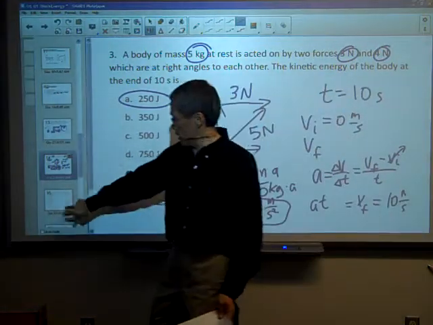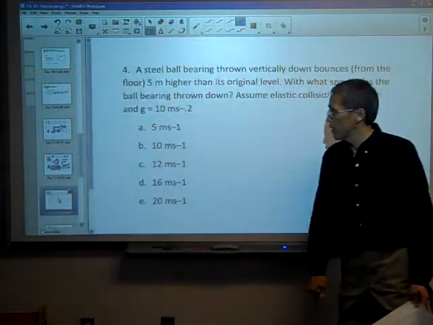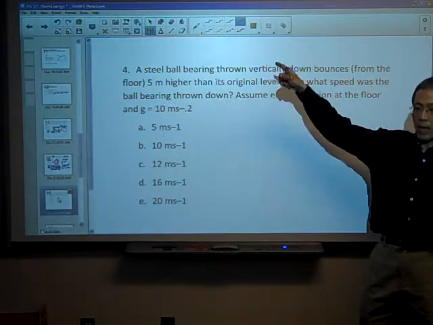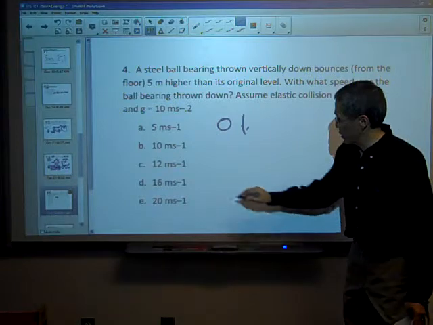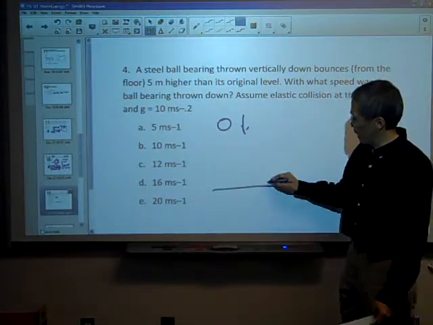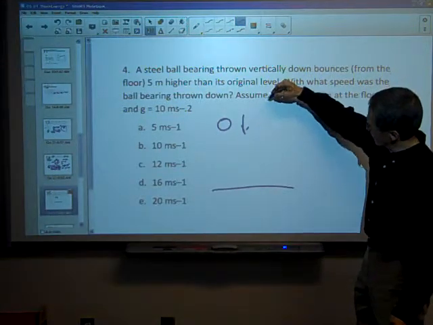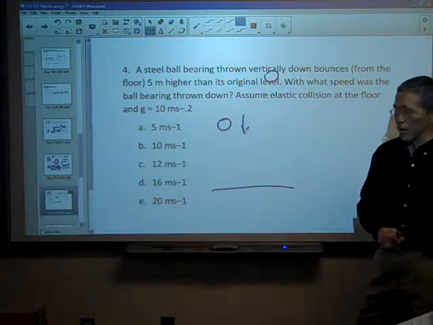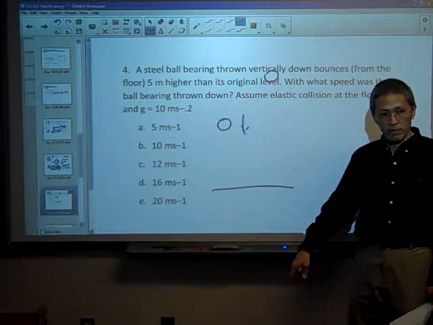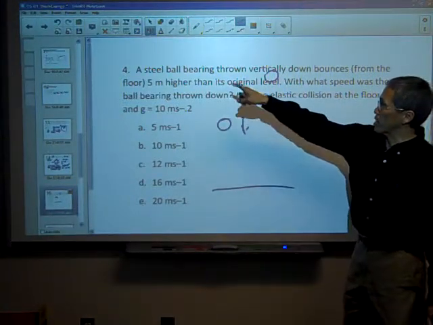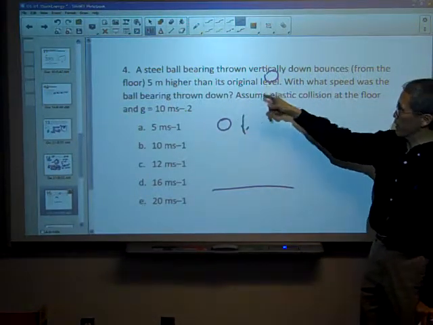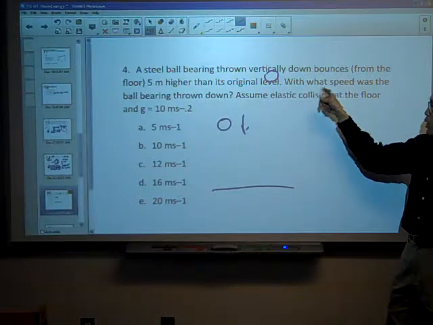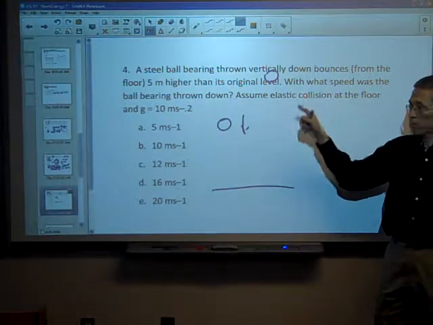One last one real quickly. Alright, this one here is a ball bearing. We got a little ball, and we're going to throw it down. It's going to hit the ground and bounce back up. But when it comes back up, it's going to reach a level that's higher than when it started. Okay? So we have a steel ball bearing thrown vertically down, bounces from the floor 5 meters higher than original level. With what speed was the ball bearing thrown?